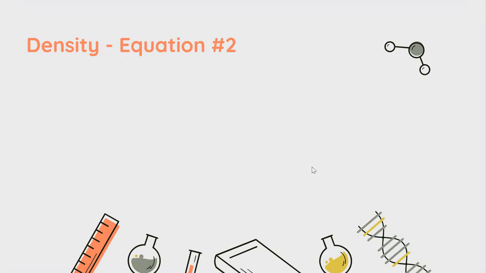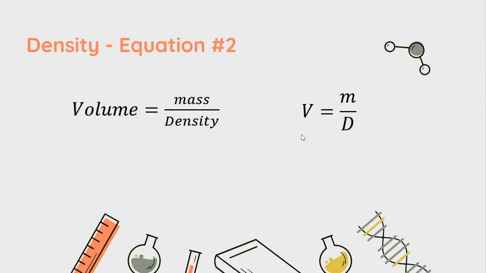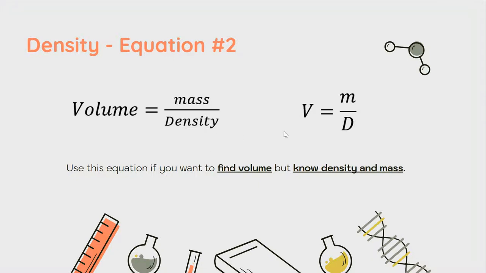Our second equation is similar. It is volume equals mass divided by density. All we've really done is switch the place of density and volume in this equation. And we can abbreviate that as V equals m over d. We would use this equation if we want to find the volume of something, but we know its density and the mass of the sample that we have.